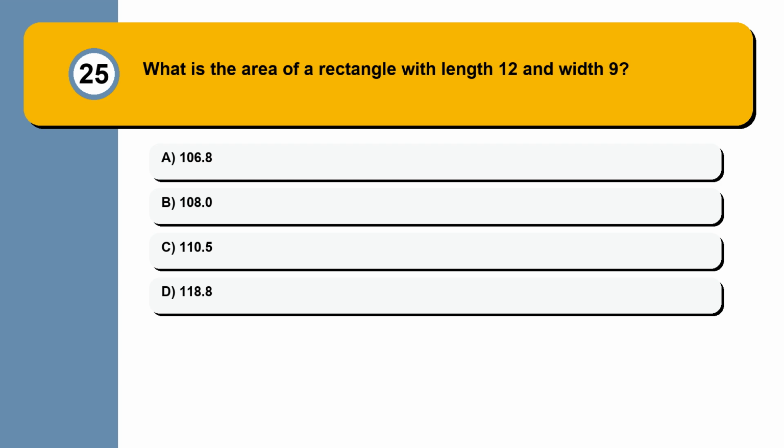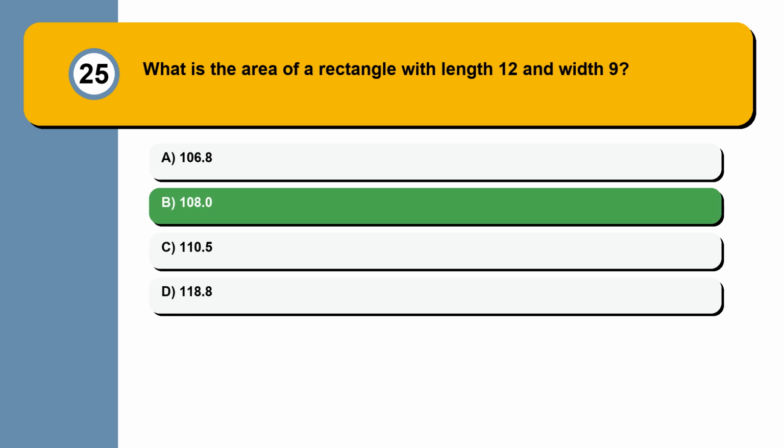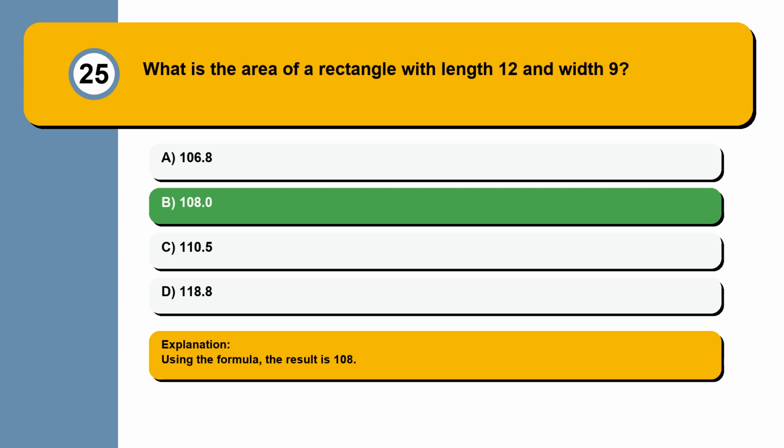Question 25. What is the area of a rectangle with length 12 and width 9? 106.8, 108, 110.5, 118.8. Using the formula, the result is 108.